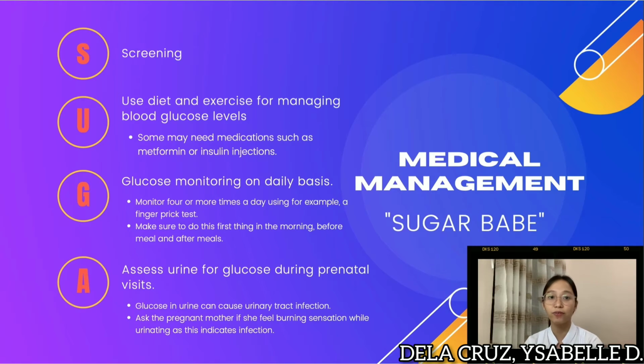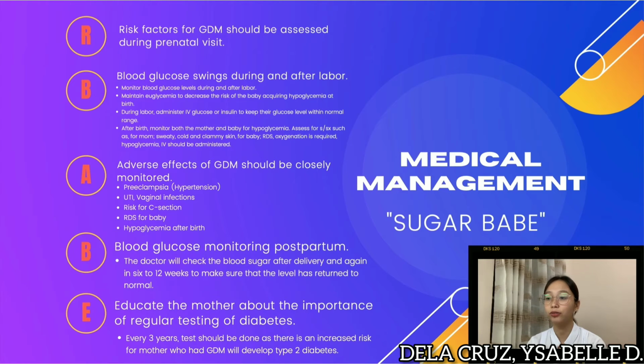We need to assess if there is a presence of glucose in the urine because this indicates urinary tract infection. We may ask the mother if she feels burning sensation while urinating, as this indicates infection. Our risk factors for GDM should be assessed during prenatal visit. So, kailangan i-assess natin if yung pregnant mother is meron ba siyang present na mga risk factors for GDM para hanggat maaga pa is ma-prevent na yung pag-develop nito.